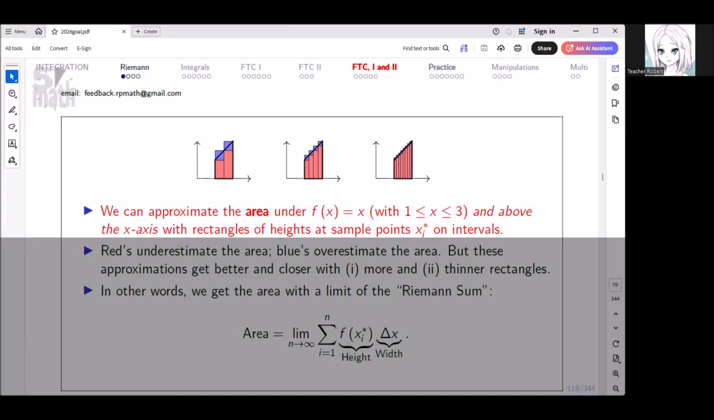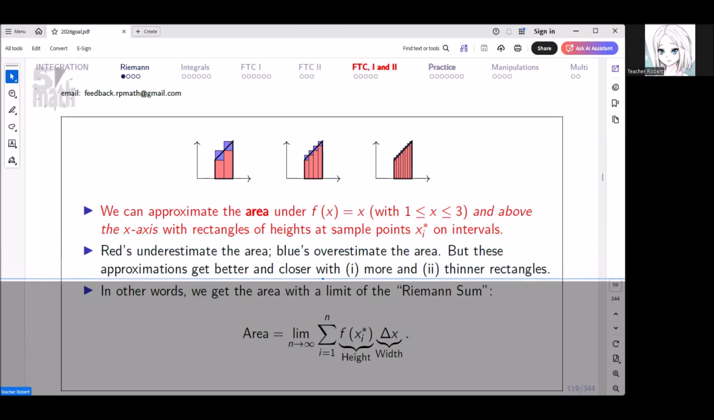We can approximate the area under f of x equals x with x between 1 and 3 and above the x-axis with rectangles of heights at sample points xi star on intervals. Reds underestimate the area, blues overestimate the area. But these approximations get better and closer with more and thinner rectangles.